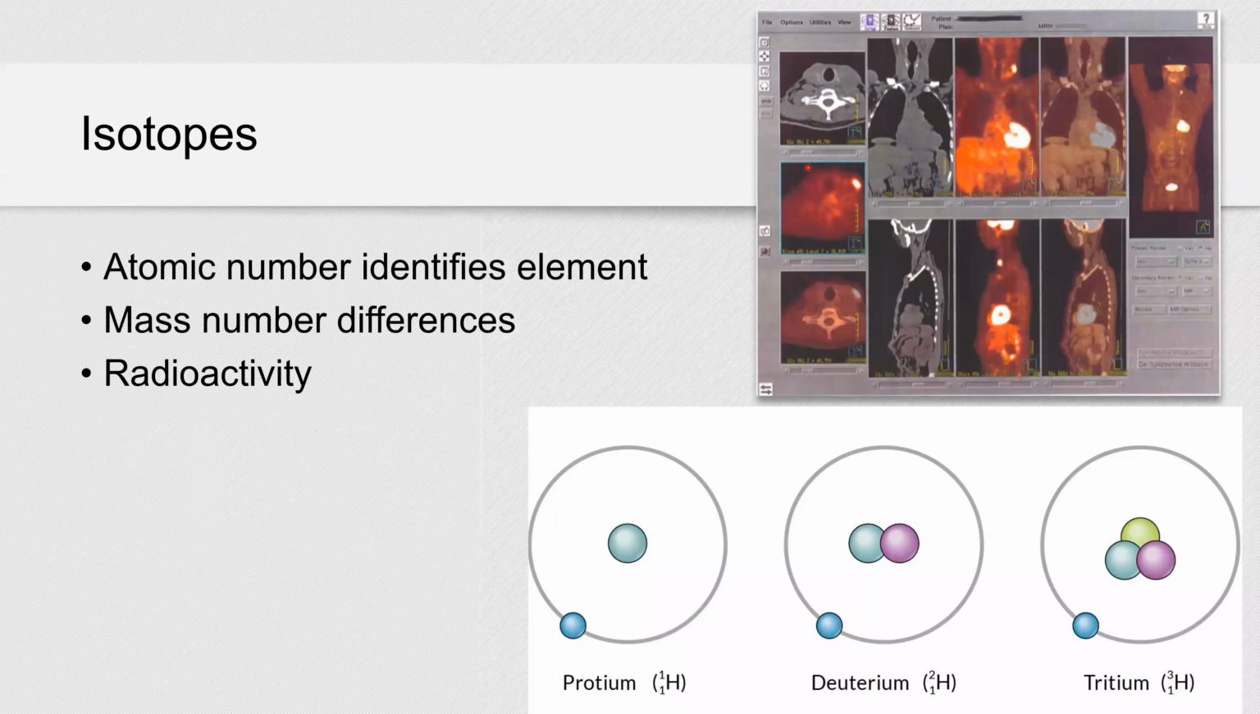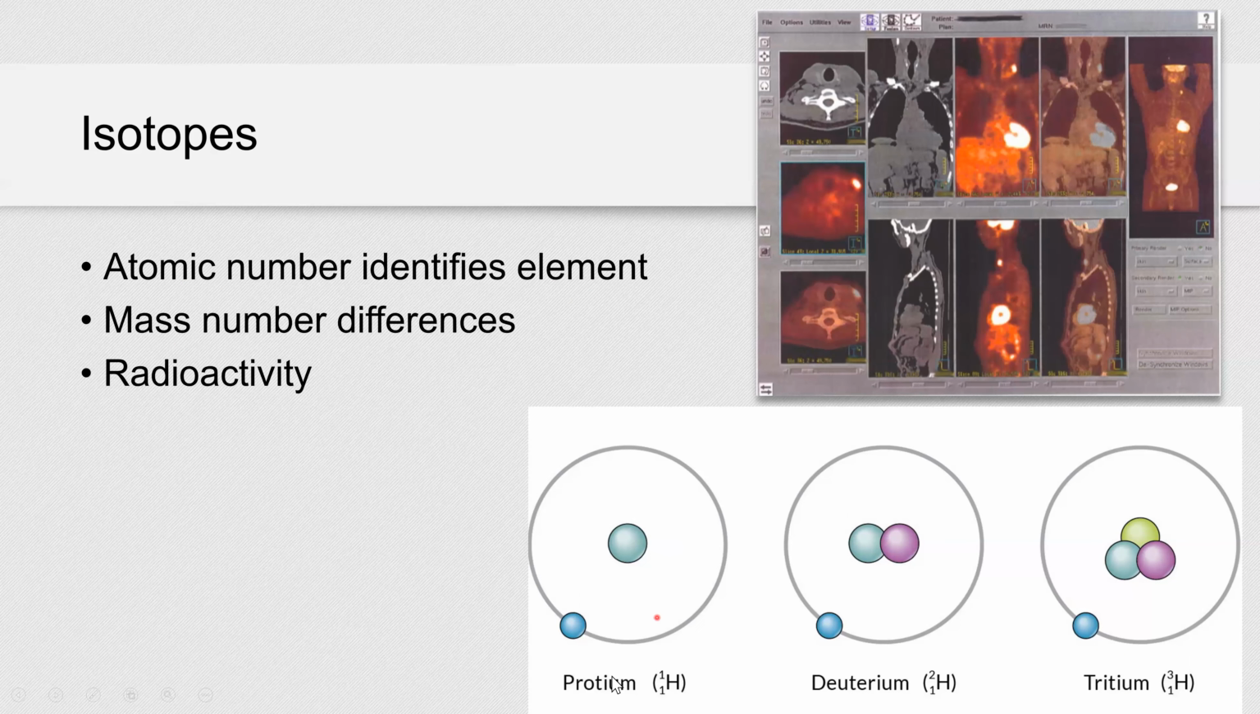However, the number of neutrons can vary, and that's how we have isotopes. So isotopes are atoms with the same atomic number, because atomic number identifies the element, but the number of neutrons can be different, and it gives us a different mass number. So isotopes are elements with the same number of protons, but a different number of neutrons.